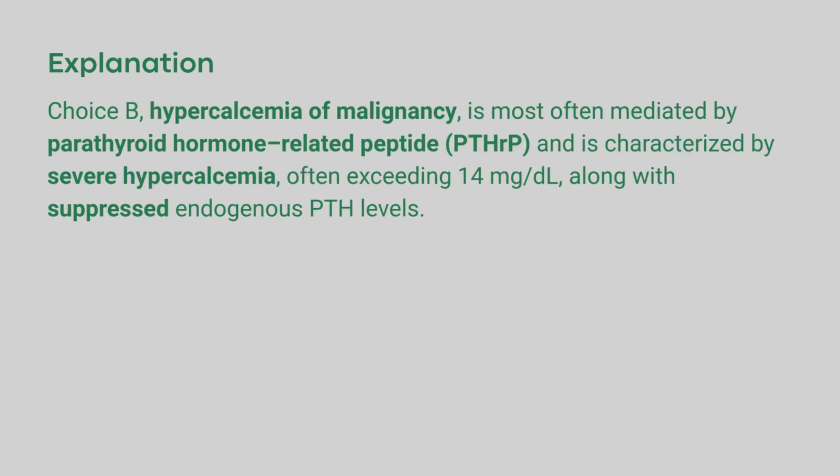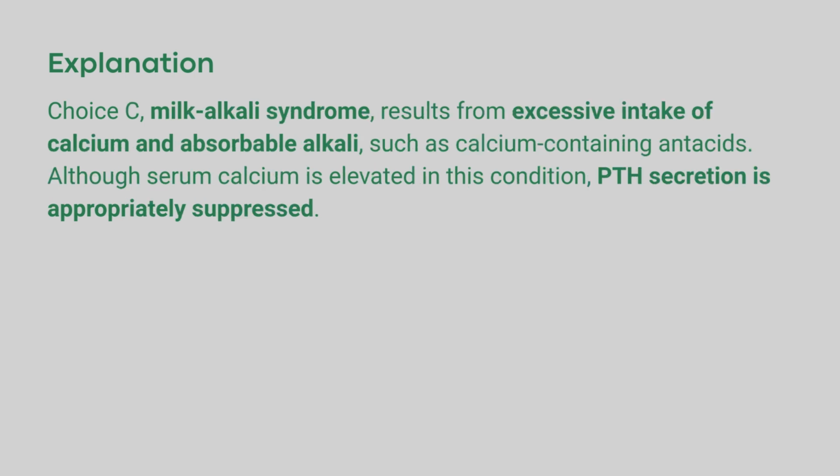Choice B, hypercalcemia of malignancy, is most often mediated by parathyroid hormone-related peptide, or PTHrP, and is characterized by severe hypercalcemia, often exceeding 14 milligrams per deciliter, along with suppressed endogenous PTH levels. Choice C, milk alkali syndrome, results from excessive intake of calcium and absorbable alkali, such as calcium-containing antacids. Although serum calcium is elevated in this condition, PTH secretion is appropriately suppressed.